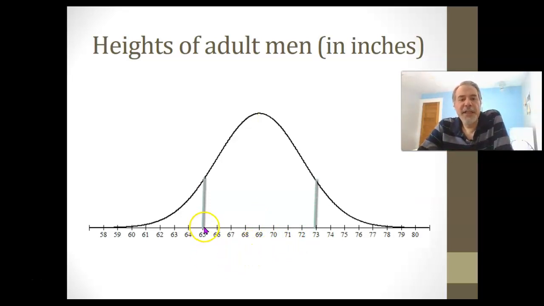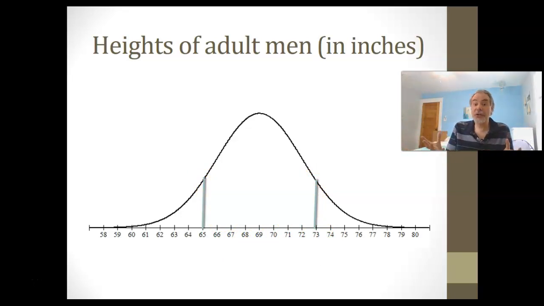And notice that the curve is the same height above the number 65 as it is above the number 73. So that's showing you that a height of 65 inches is equally as common as a height of 73 inches. There are the same number of men, or the same percentage of men, who are 65 inches tall as who are 73 inches tall.